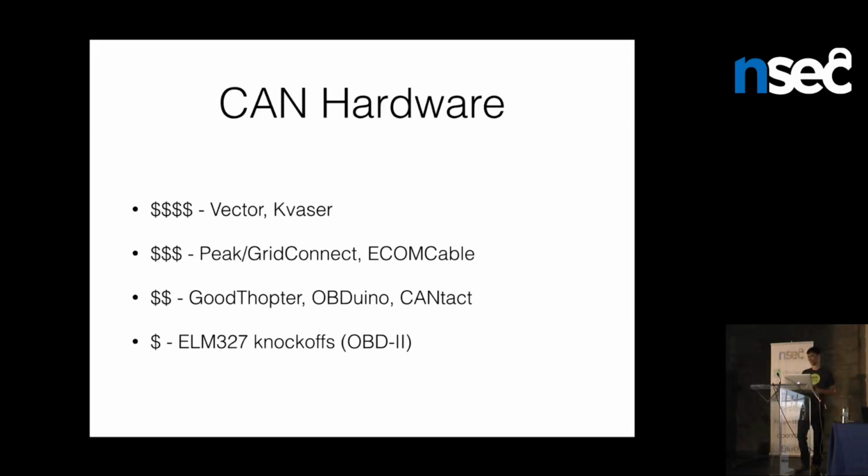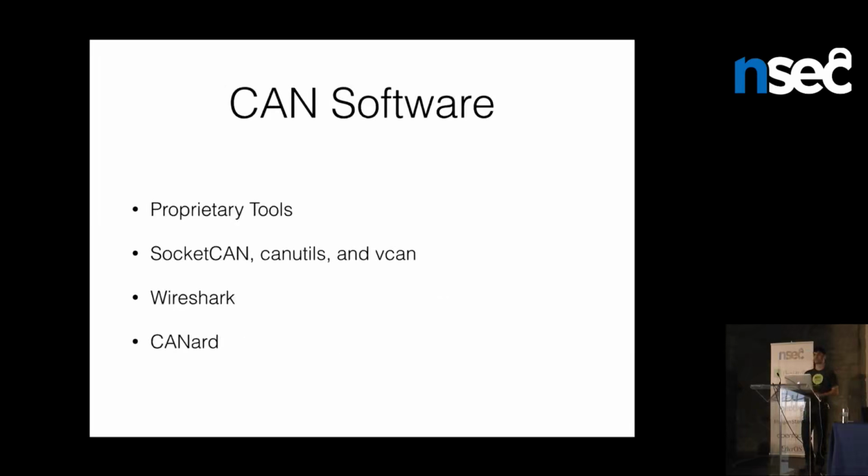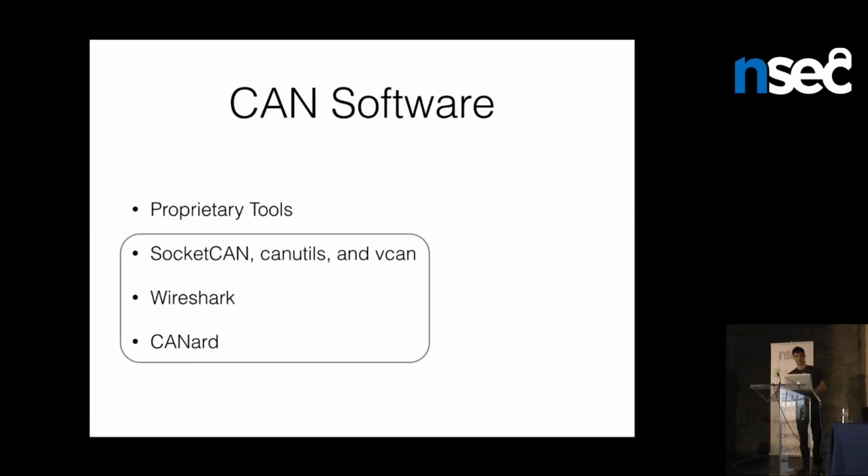So for $10, $20, you can get something that you can actually plug into a car and do some stuff that can actually save you money. Clear your fault codes, read fault codes, that sort of thing. Software side, you have all the proprietary tools, but we'll focus on not those. So the main ones that are on Linux, I guess, are SocketCAN, this CanUtils package, and vCAN.